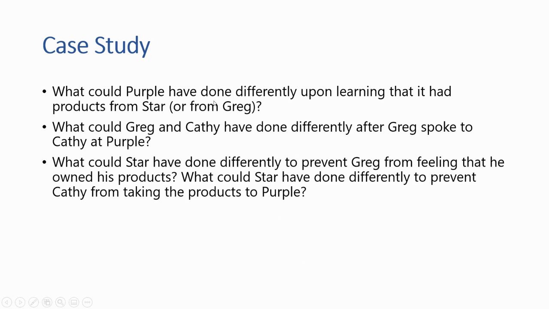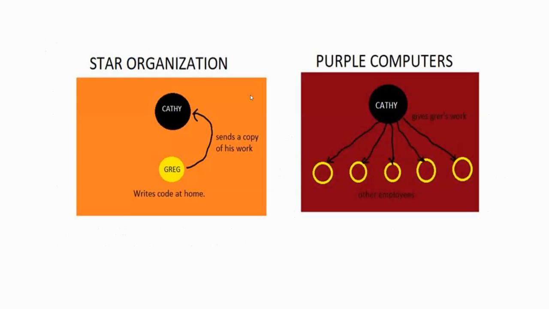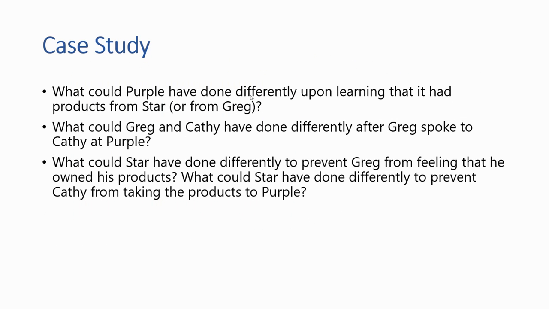What could Purple have done differently upon learning it had products from Star? Kathy brought all the work from Greg, and since she was at Purple Computers, Purple Computers got the name. Purple Computers could have approached Greg after they found out, and they could have hired him or offered him some shares.